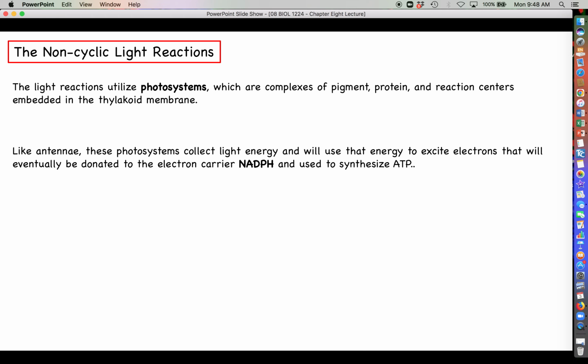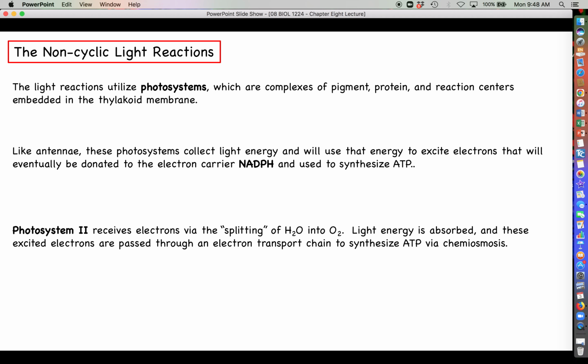So these photosystems are very much like antennae. They are there to collect energy from the sun, and they will use that energy to excite electrons that came from water, as you will recall, and those high-energy electrons will eventually be donated to the electron carrier NADPH and/or used to synthesize ATP.